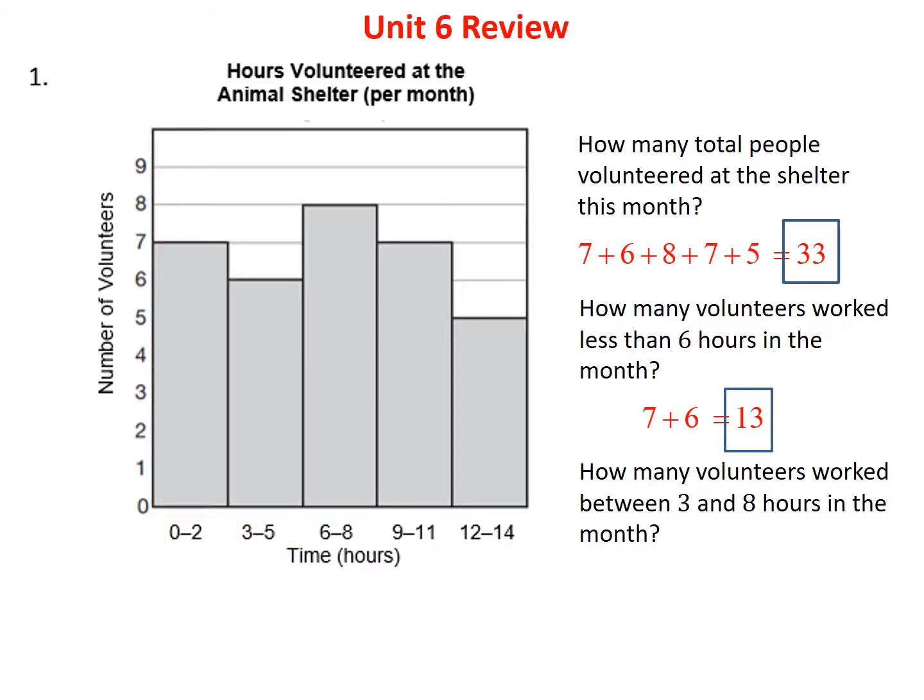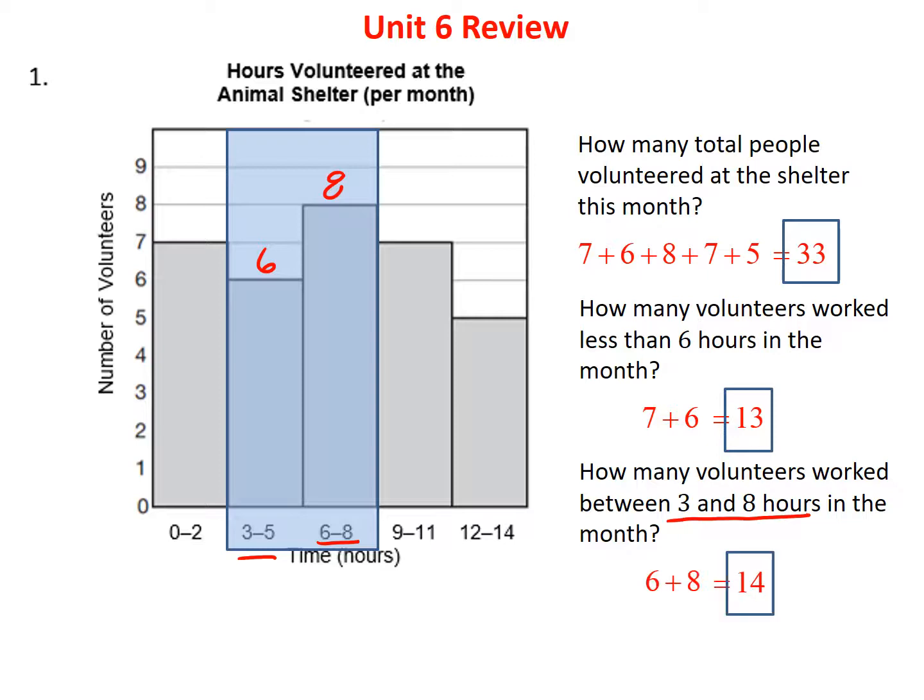The last one says, how about the number of people who worked between 3 and 8 hours? So that fits into this category. They either worked in this category, 3 through 5, or in this category, 6 through 8. Again, we just need to count them up. So here there were 6 people in this category and 8 people in that category. So we'll add them together, 6 plus 8. There were 14 people who worked between 3 and 8 hours at the shelter this month.